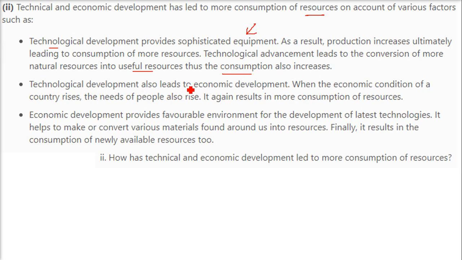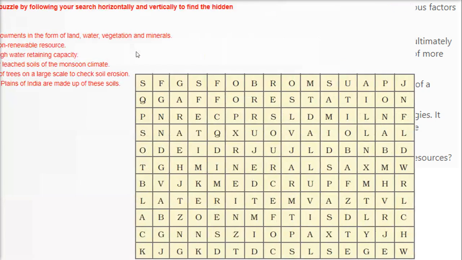Then the technological developments also lead to economic development. When the economic condition of a country rises, the needs or demands of people also increase. So it again results in more consumption of resources. Then economic development also provides a favorable environment for the development of the latest technologies. It helps to convert various materials found around us into actual resources. So it results in the consumption of newly available resources too. So these are the three things you can answer like this.